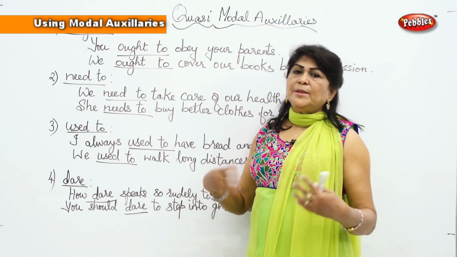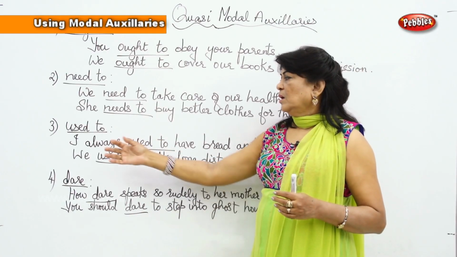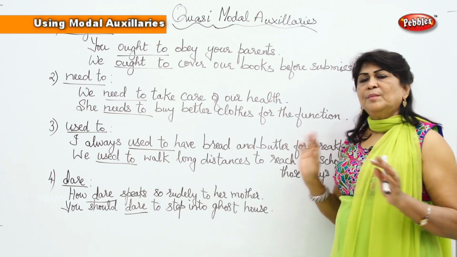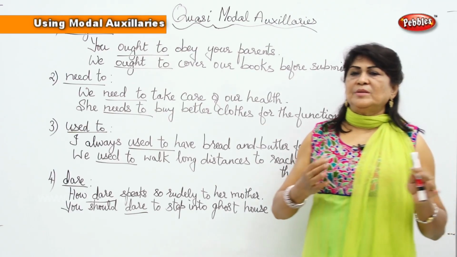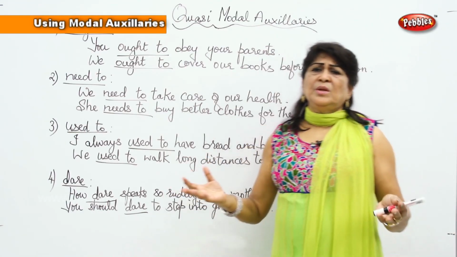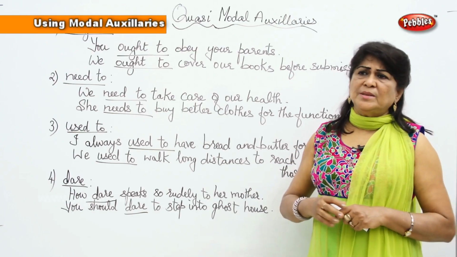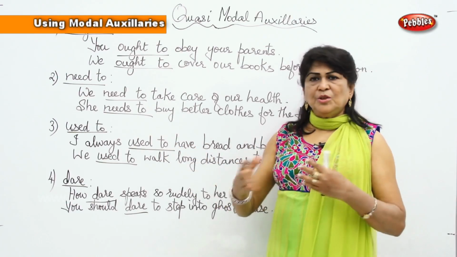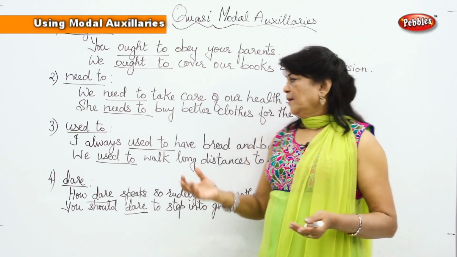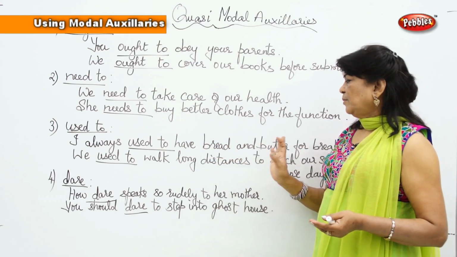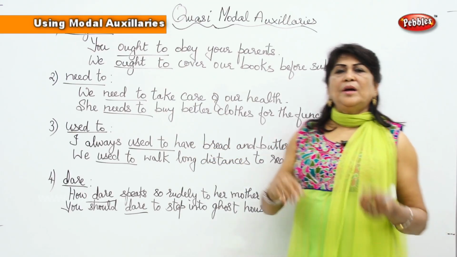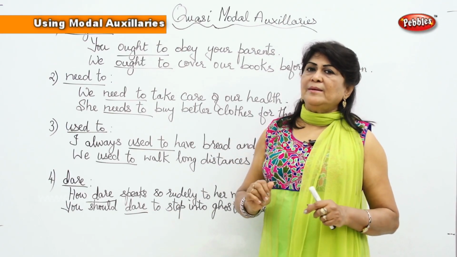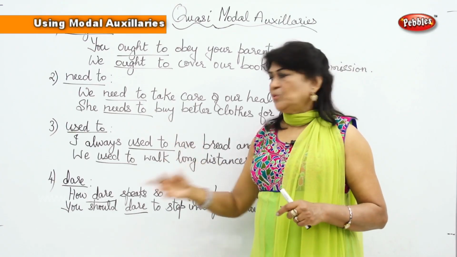Used to, this is a habitual action. I always used to have bread and butter for breakfast. It is a habitual action. I am used to this sort of problems. I am used to this sort of colors. So, used to means you are familiar with. I am used to having coffee as soon as I get up from bed. These are all habitual actions.